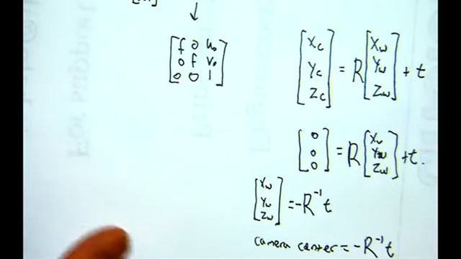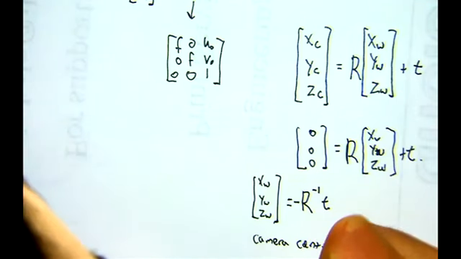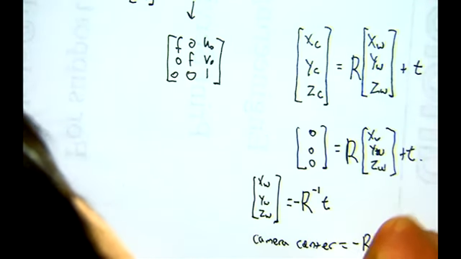And then the camera, so what's the camera rotation? If I'm rotating the point by R to get from the world coordinate system into the camera's coordinate system, then what is the rotation of the camera with respect to the world? So if I'm mapping from the camera coordinate system to the world coordinate system, what's my rotation?